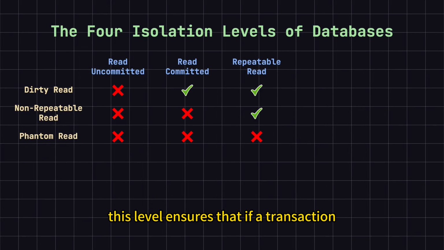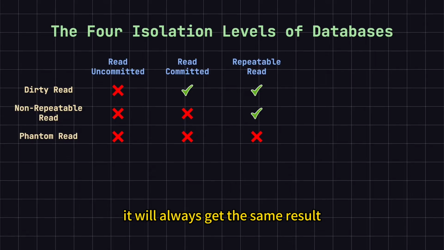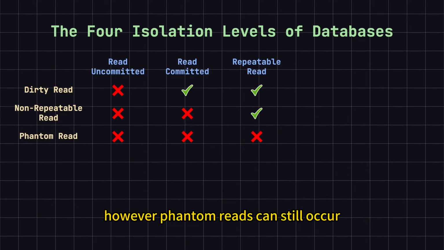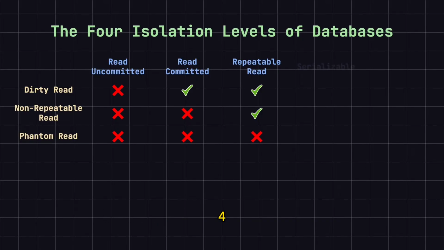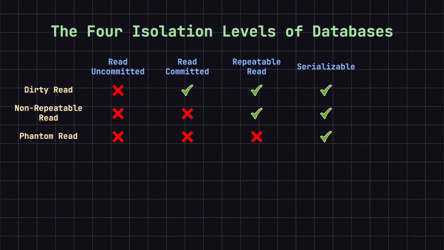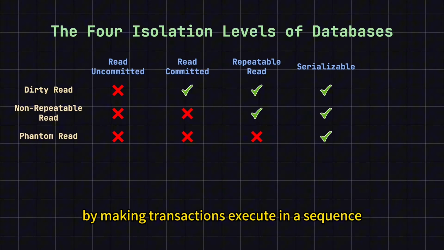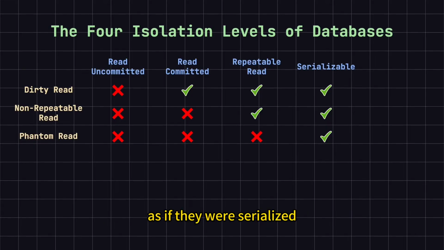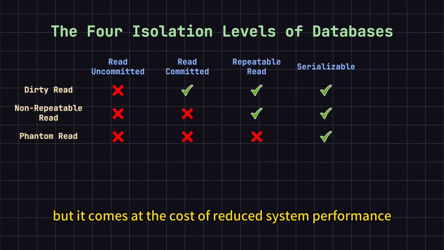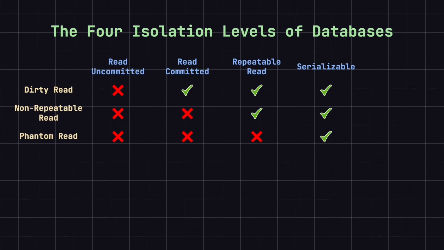This level ensures that if a transaction reads the same row multiple times, it will always get the same result, preventing dirty reads and non-repeatable reads. However, phantom reads can still occur. 4. Serializable, the highest isolation level. It ensures complete isolation by making transactions execute in a sequence, one after the other, as if they were serialized. This level prevents dirty reads, non-repeatable reads, and phantom reads, but it comes at the cost of reduced system performance.